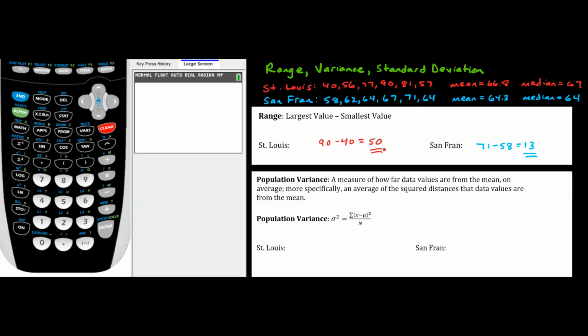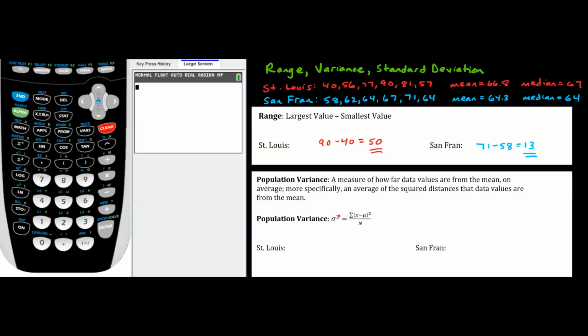Okay, let's take a look at another statistic now. It's a little bit more complicated, but it's still going to measure that variation, that spread in the data. This one's called population variance. Population variance is a measure of how far your data values are from the mean on average. More specifically, population variance is an average of the squared distances that data values are from the mean.